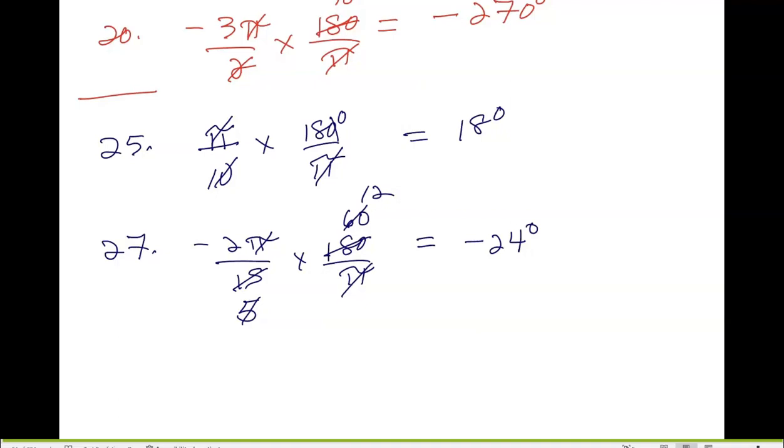31 is a different kind of problem, so I'm going to stop. Okay, so these are all set. Let me go to the next page, and now what I want to do is 31, 33.